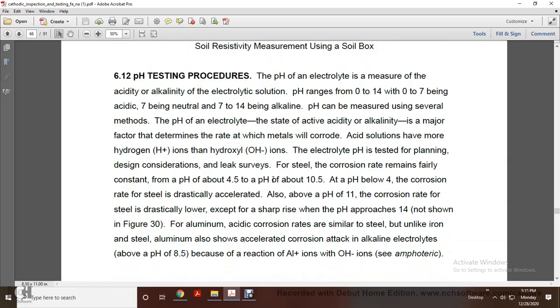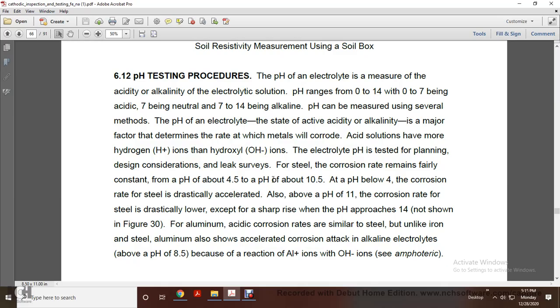6.12 pH testing procedure. pH is a measurement of the acidity or alkalinity of an electrolyte solution. pH ranges from 0 to 14, 0 to 7 being acidic, 7 being neutral, 7 to 14 being alkaline. pH can be measured to determine the state of the electrolyte's acidity or alkalinity, as it is a major factor in determining the rate at which metals corrode.